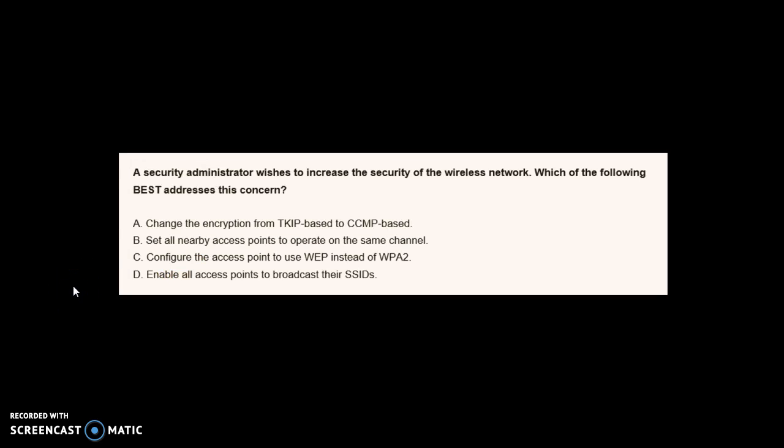A security administrator wishes to increase the security of the wireless network. Which of the following best addresses this concern?